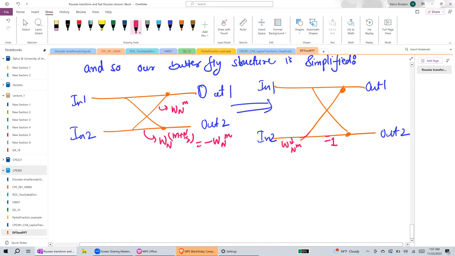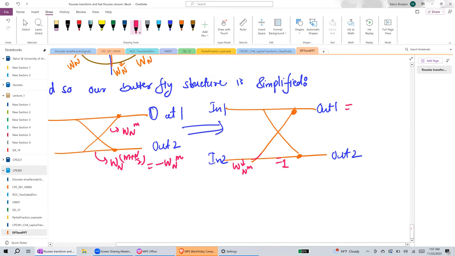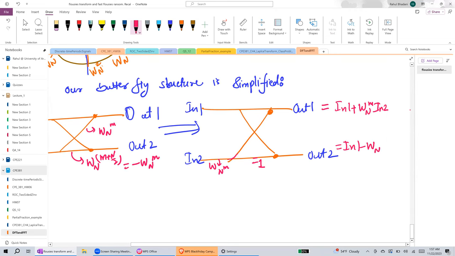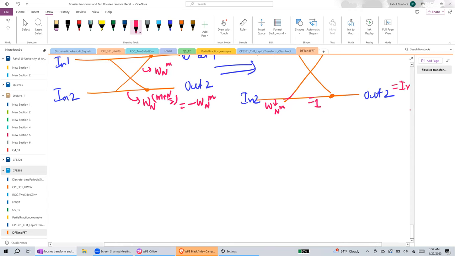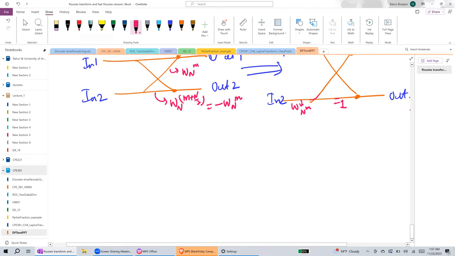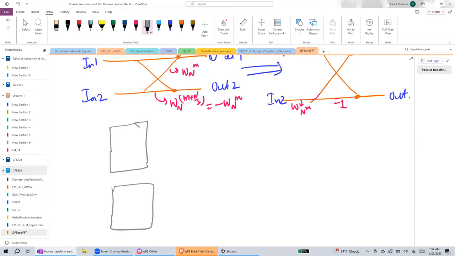Okay, so then you could write down this as n1 plus Wnm n2, and this would be n1 minus Wnm n2. Okay, so this would be like this, and so overall our structure becomes, so 4 points DFT for 8 points.